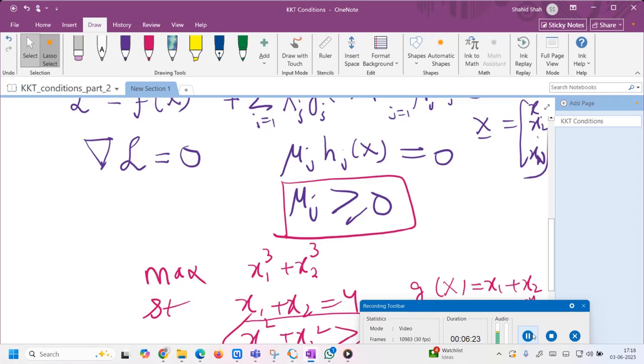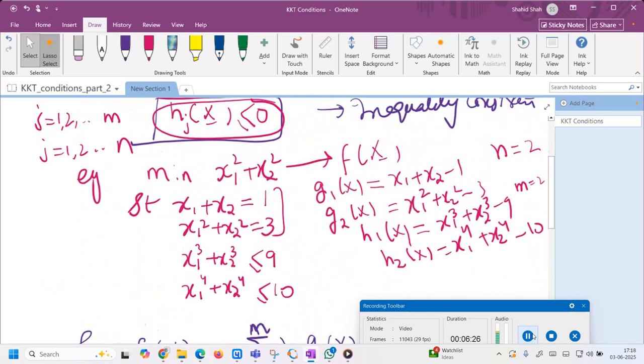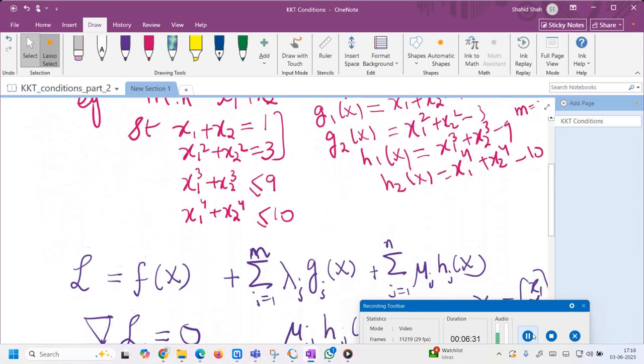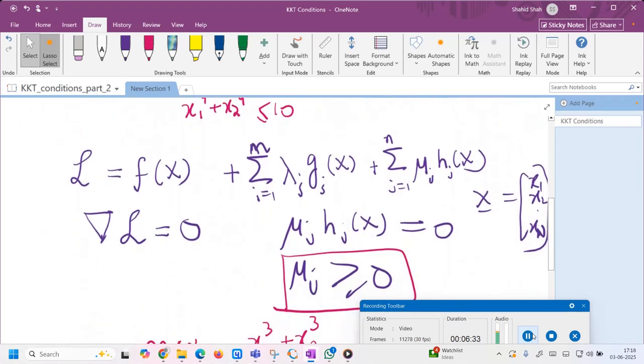That will become confusing for you, so you should stick to this thing. Whatever optimization problem you are given, try to bring it into this standard form, and then for every equality constraint, bring in a separate Lagrange multiplier lambda. If there are two equality constraints, lambda 1, lambda 2. If there are three, lambda 1, lambda 2, lambda 3, so on and so forth.